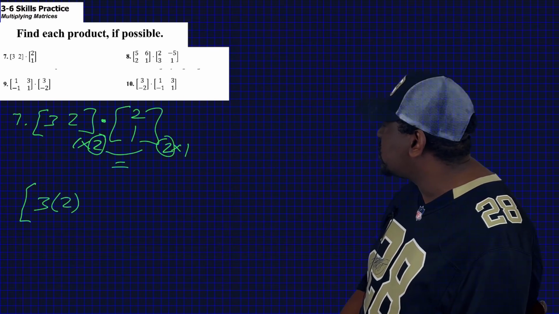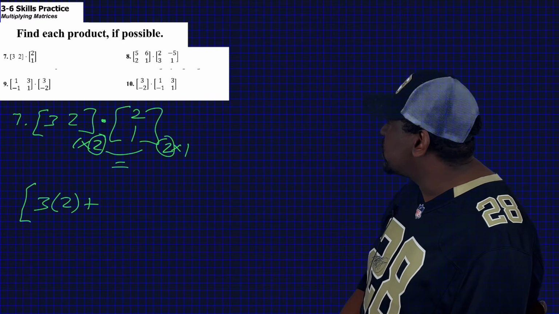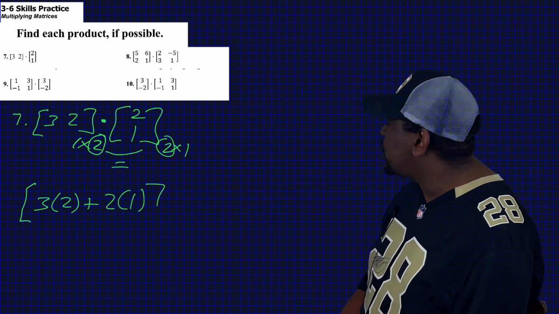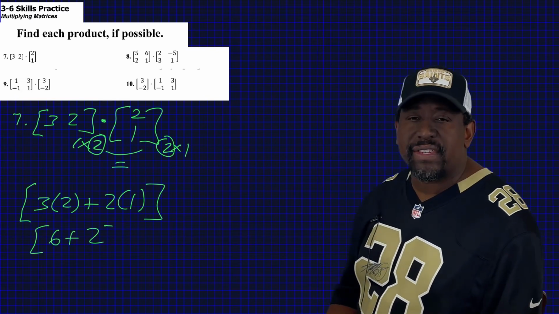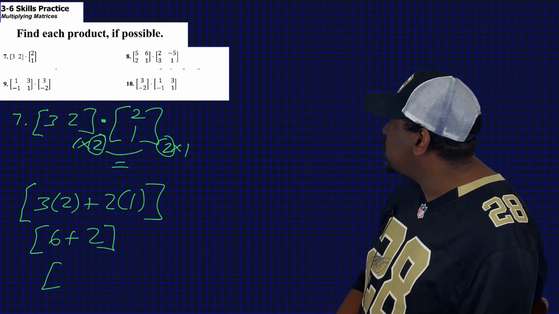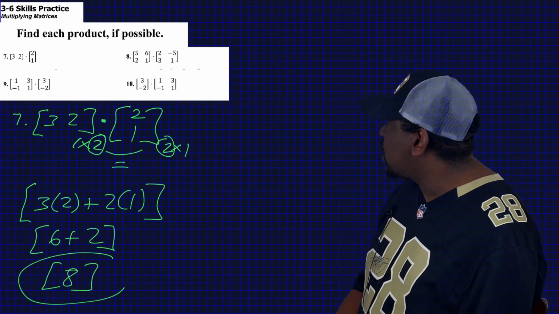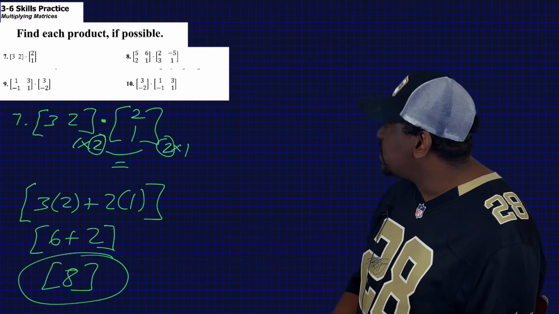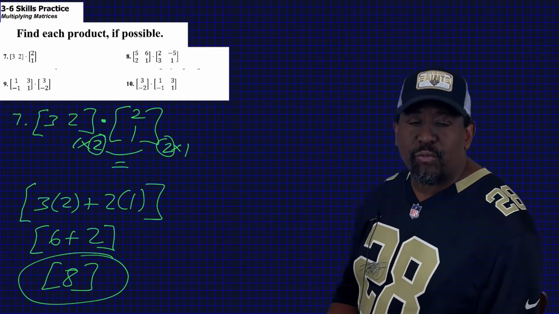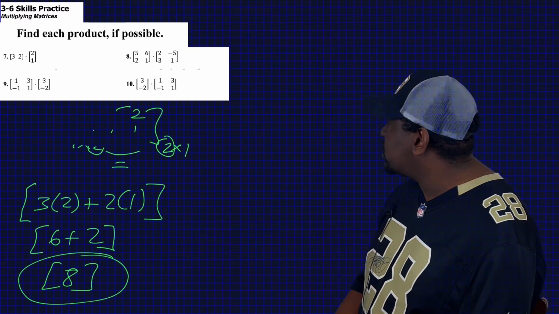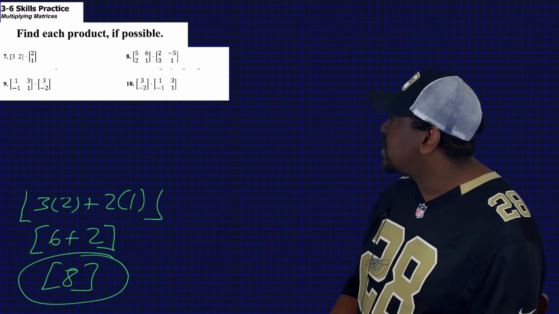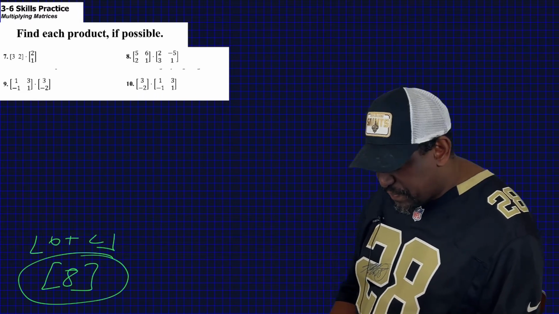So what we do is we start setting it up. The way it works is we take the first term and multiply by the first term, first row, 3 times 2. We take the second term in row 2 and multiply by the second term in the first column, and you get 2 times 1. 3 times 2 is 6, 2 times 1 is 2, 6 plus 2 is 8, and that is a 1 by 1, which again, 8 is a 1 row, 1 column answer, which is what we're supposed to get. So we're done with number 7.